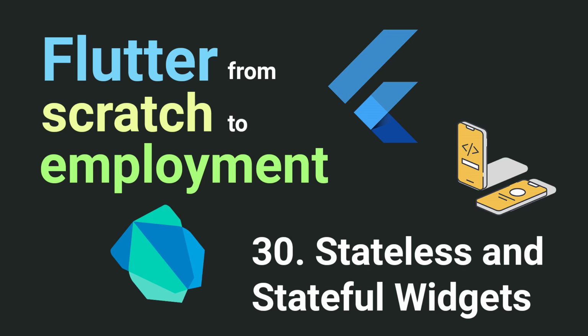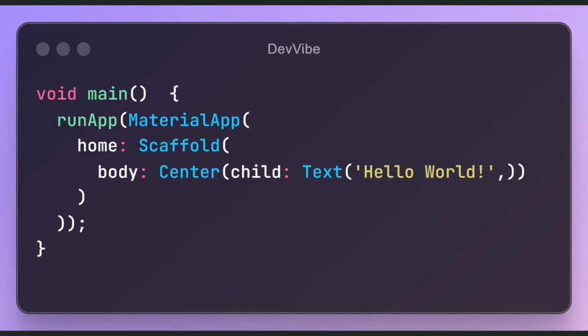So, before we dive into the main differences between stateless and stateful widgets, let's recall what widgets are. In Flutter, a widget is the basic building block of the user interface. Everything you see on your app's screen is made of widgets: text, buttons, images, lists, forms, and so on. The Flutter framework represents the interface as a tree of widgets. In the previous lesson, we already used widgets such as MaterialApp, Scaffold, Text, and Center.